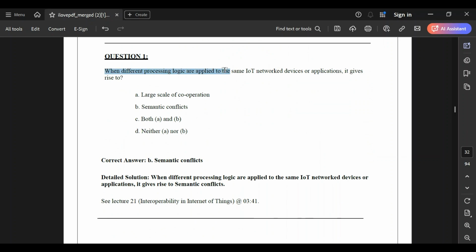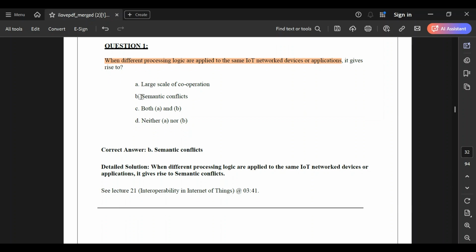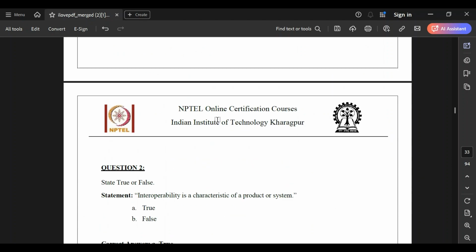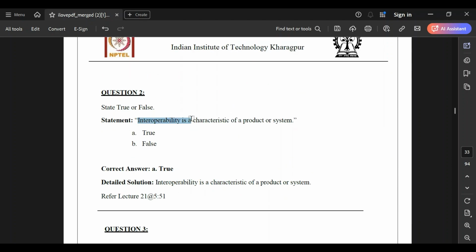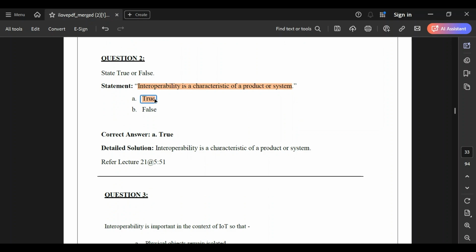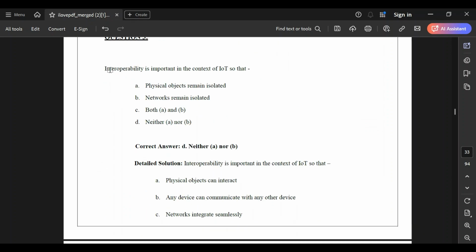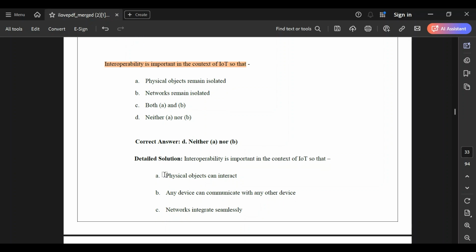When different processing logics are applied to the same IoT devices, it gives rise to semantic conflicts. Okay, so it gives rise to semantic conflict. Interoperability is a characteristic of a product or a system. So this is true. Interoperability is important in the context of IoT, so that there is nothing correct about it.